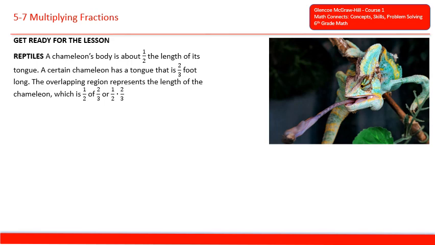A chameleon's body is about half the length of its tongue. A certain chameleon has a tongue that is 2/3 of a foot long. The overlapping region represents the length of the chameleon, which is 1/2 of 2/3, or 1/2 times 2/3.